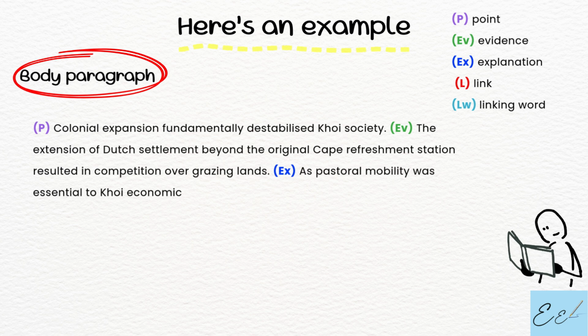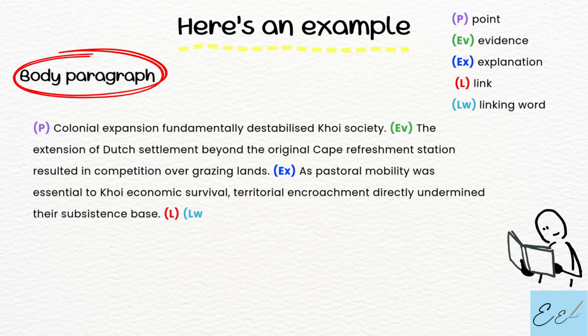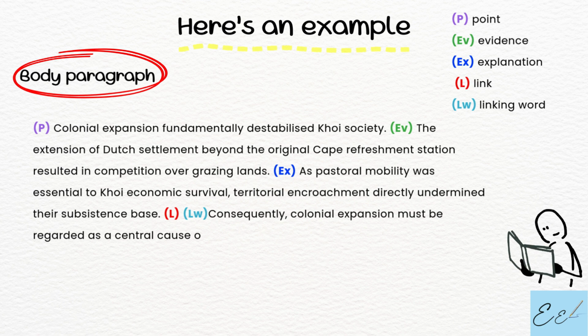I've said, as pastoral mobility was essential to Khoi economic survival, territorial encroachment directly undermined their subsistence base. I then have a link, and I have started with a linking word. Consequently, colonial expansion must be regarded as a central cause for their loss of autonomy. There, instead of saying the word there, I would possibly say Khoi society or the Khoi people.